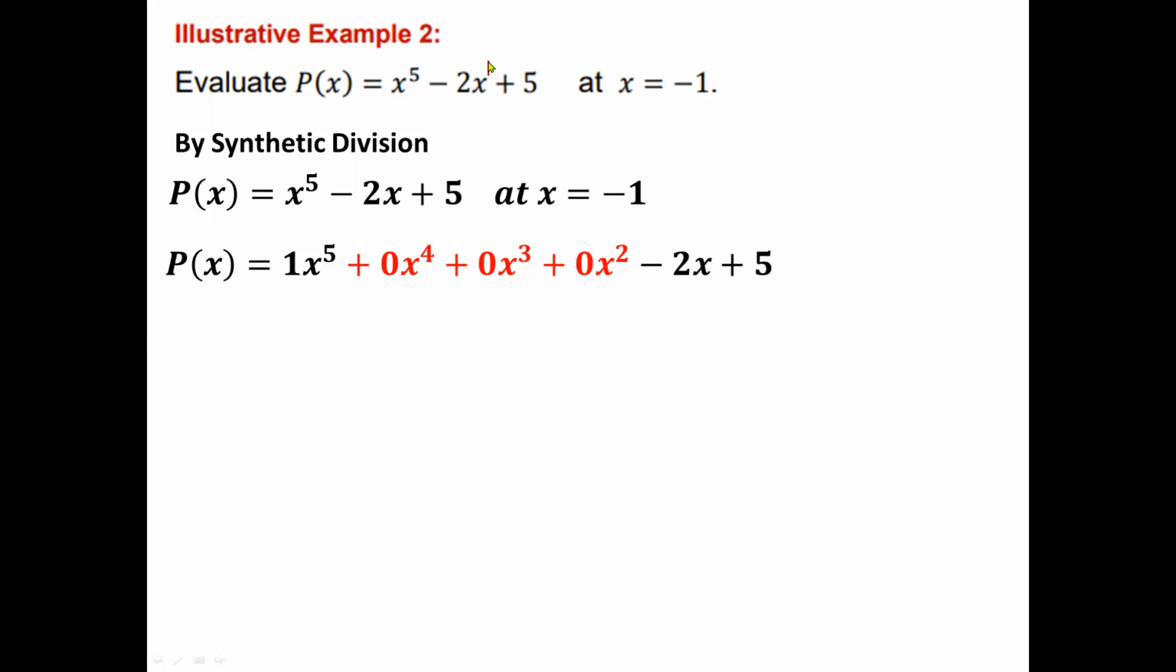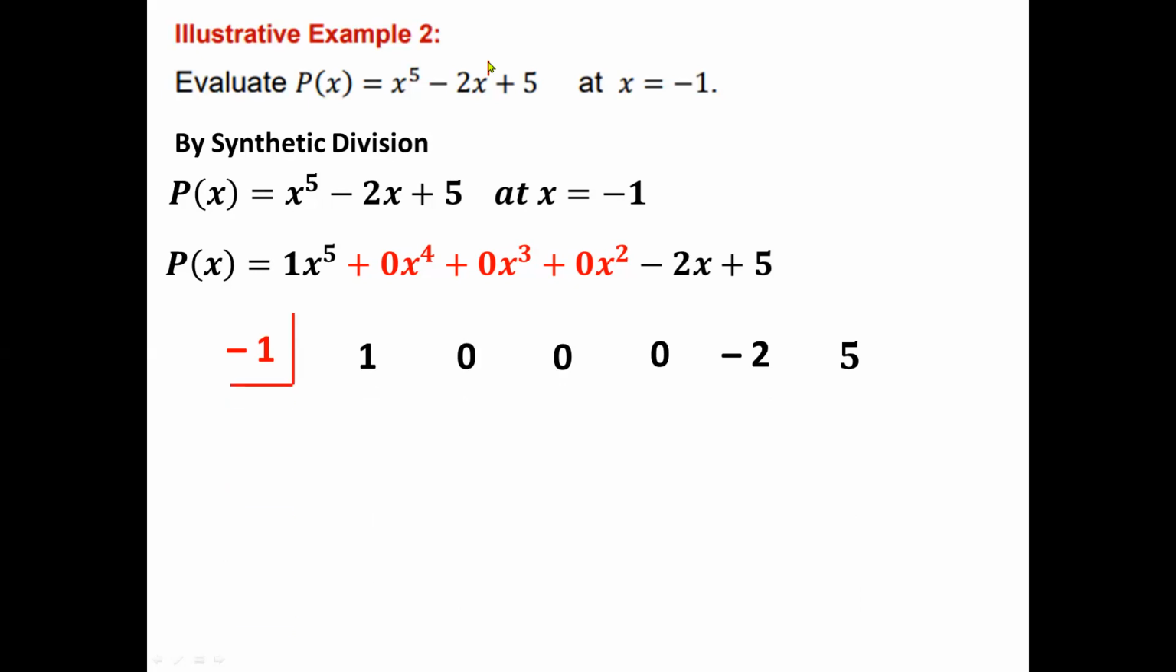Okay, so naglagay tayo ng tatlong 0 para kay x to the 4, 0x cubed at 0x squared. Para descending order talaga, decreasing talaga yung exponent at regular yung mga exponents natin. Makikita natin by counting 5, 4, 3, 2, 1. Okay? So sulat natin yung mga coefficients in a way like this. 1, tatlong 0, and then negative 2, at saka 5. At siyempre, yung factor na isusulat ko, negative 1. Kasi nga, x is equal to negative 1.